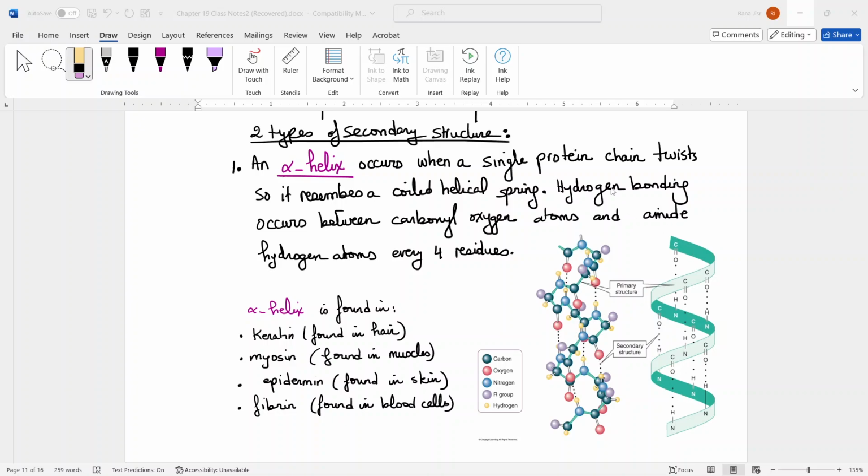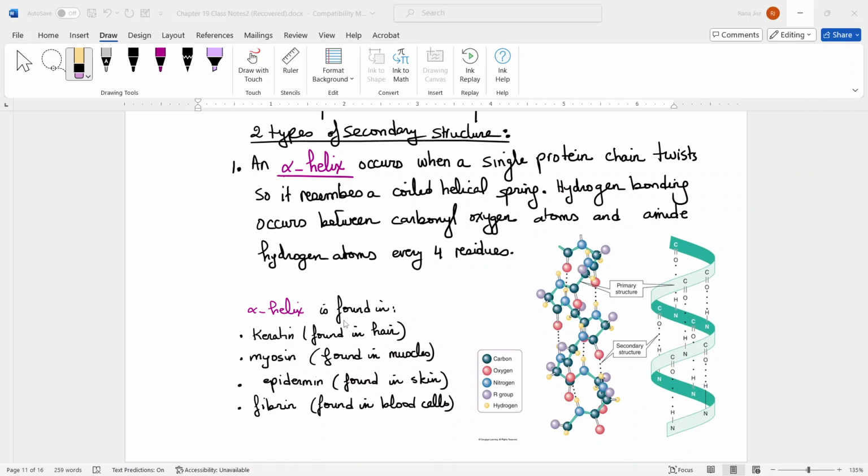The hydrogen bonding occurs between carbonyl oxygen atoms and the amide hydrogen atoms every four residues. So every four residues, you will have hydrogen bonding between the carbonyl of one amino acid and the hydrogen that is connected to the amino group of the other amino acid. That hydrogen bonding causes the protein to form a coiled helical spring.